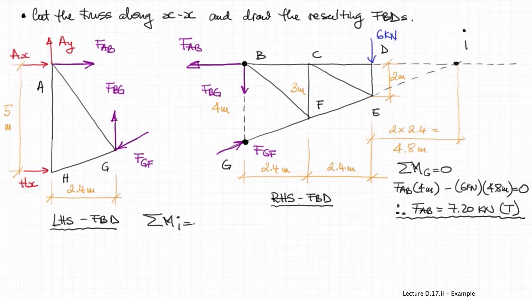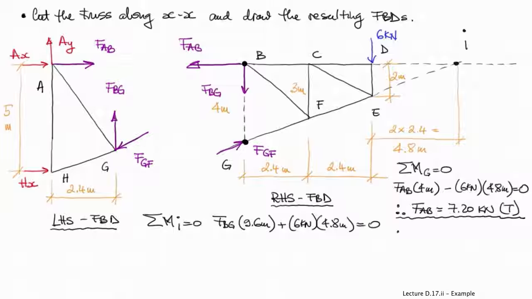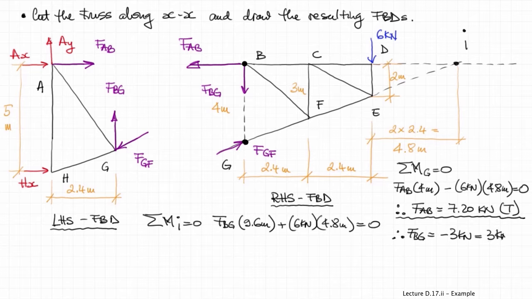Summing the moments now at point I to the right of the truss, we know these dimensions, we know the location of point I, so another simple equation as you can see on the screen. And the result for the force in member BG is now negative 3 kilonewtons, or 3 kilonewtons in compression, because our original assumption that the member would be in tension was incorrect.